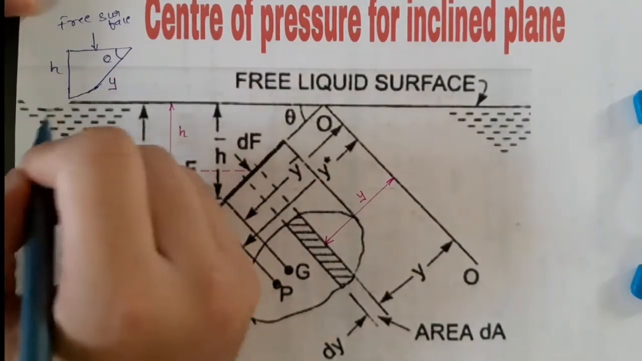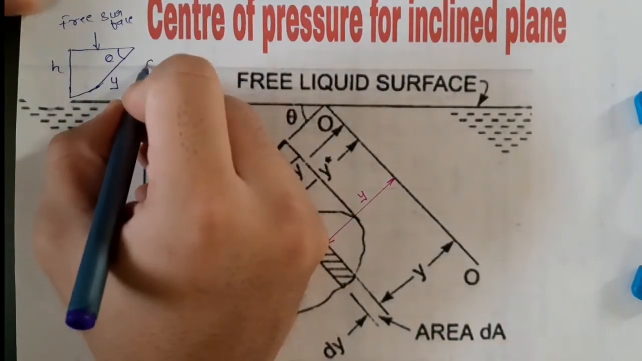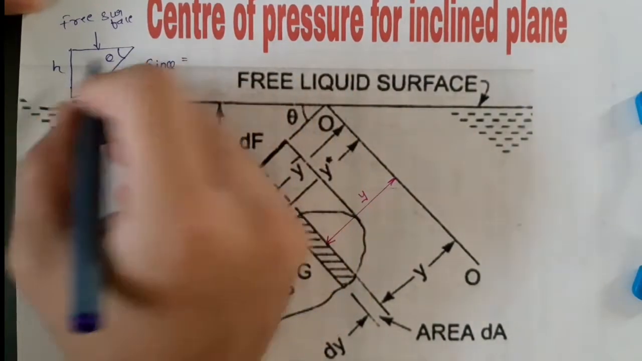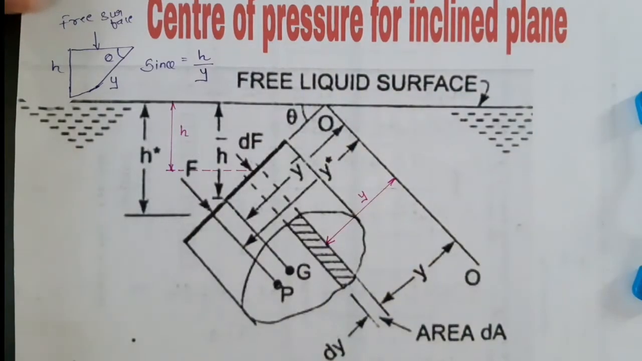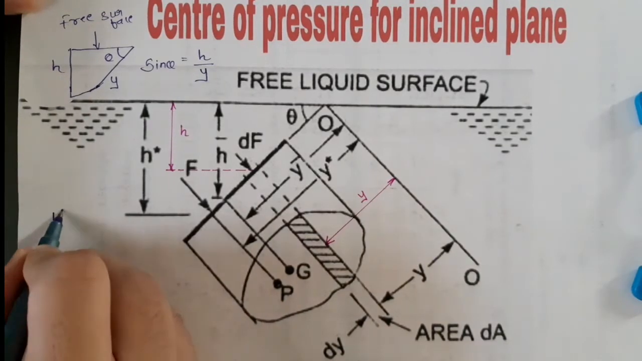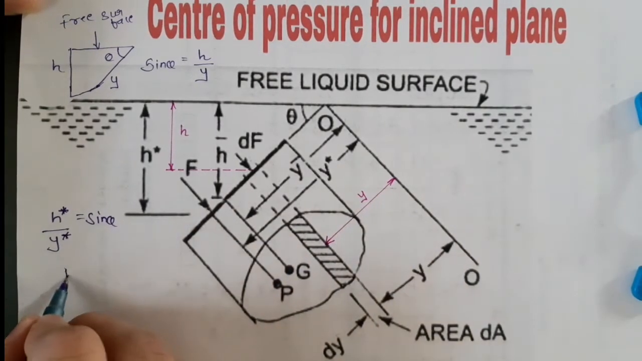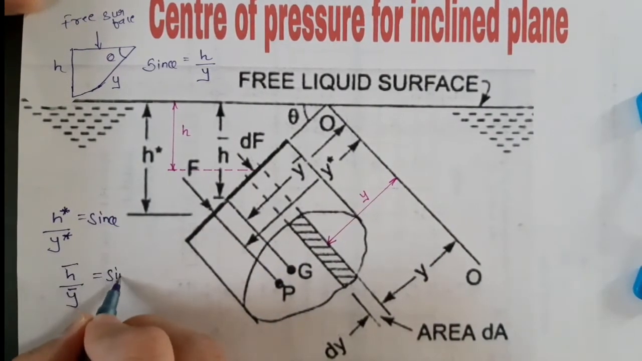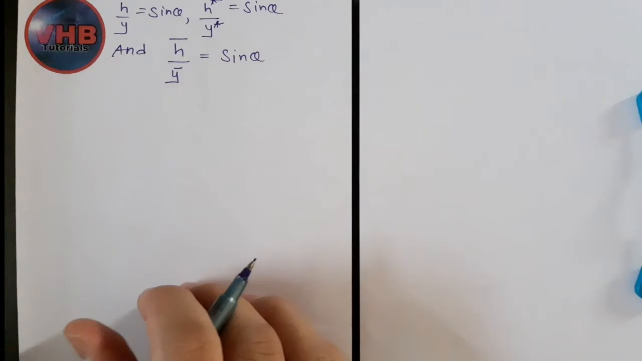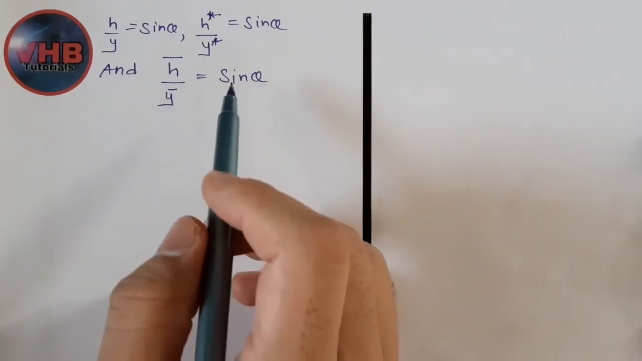From this right angle triangle, this is a straight line. So from this triangle, sin theta can be written as opposite upon hypotenuse, so opposite will be h upon y. Similarly, there are two more triangles: h star upon y star equals sin theta, and h bar upon y bar equals sin theta. These equations will be useful further. So these are the three equations: h upon y equals sin theta, h star upon y star equals sin theta, and h bar upon y bar equals sin theta.